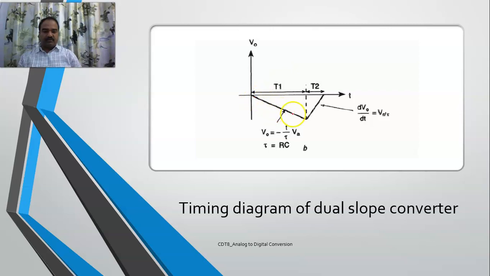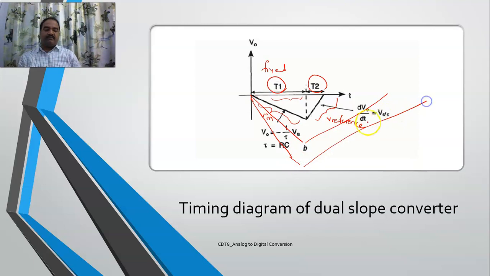So yeah, this is the timing diagram, if you carefully see. This is a negative slope which is due to your input voltage, and this is due to your reference voltage. This is your fixed duration. T2 is going to vary depending upon the value of the input. The higher Vi, the higher the negative slope I'll be getting. So this T2 may vary, but T1 is going to be fixed.